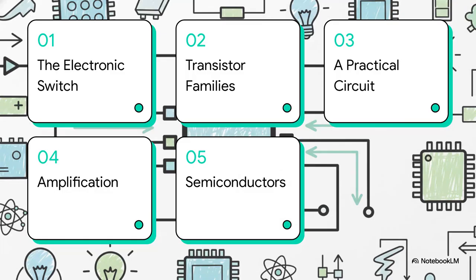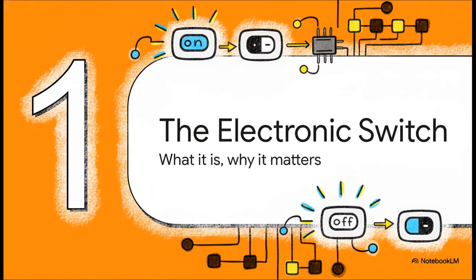All right, so here's our game plan. We're going to start with the absolute basics, what a transistor even is. Then we'll meet its two main families. After that, we'll see how to actually use one in a simple circuit, which is pretty cool. Then we'll explore its other superpower, amplification. And finally, we're going to peek under the hood at the incredible semiconductor science that makes the whole thing possible. So let's get right to it.